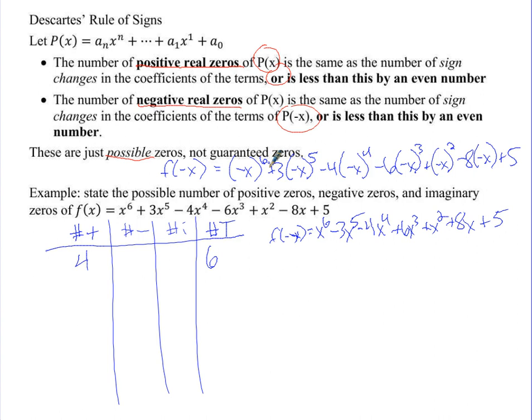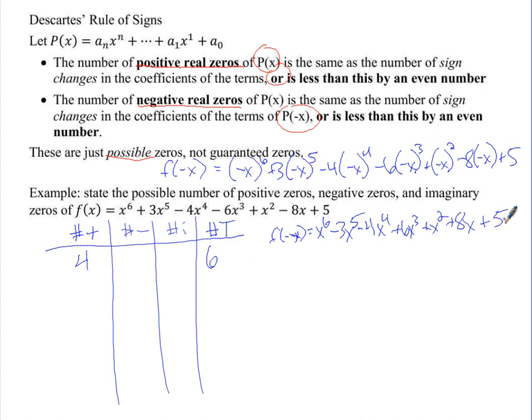If I have an even power, when I find the negative real zeros, and I substitute in negative x, with an even power the sign is going to stay the same. An odd power, and the sign is going to flip. So we started with positive x to the 6th here. It stayed positive x to the 6th. With the odd power, the sign flipped to negative 3x to the 5th. With the even power, the sign is going to stay the same. With the odd power, the sign is going to flip to positive 6x to the 3rd. With the even power, the sign is going to stay the same. So it stays positive x squared. With the odd power, the sign is going to flip. So plus 8x. And then the plus 5.